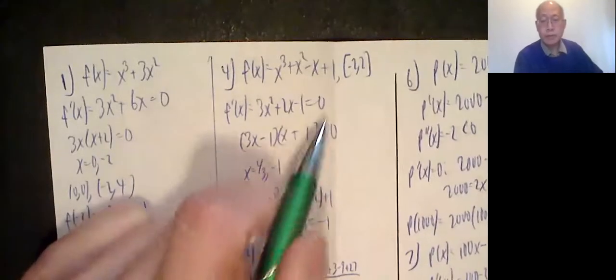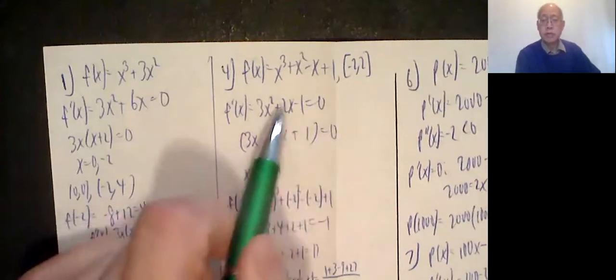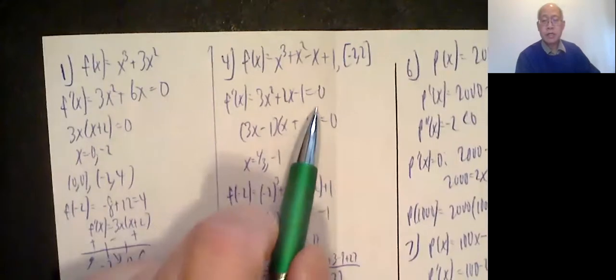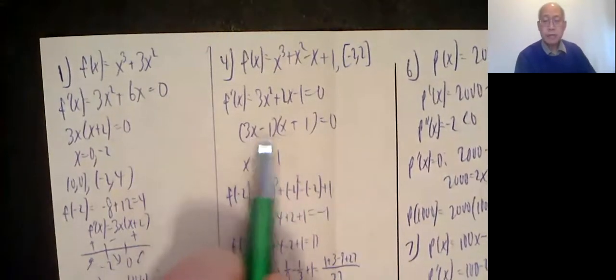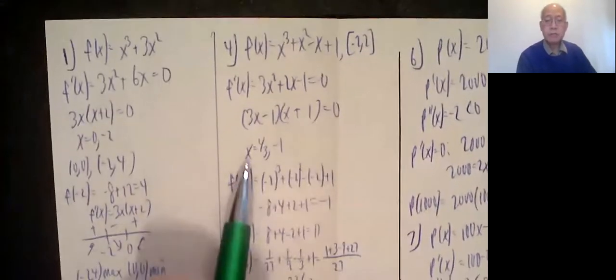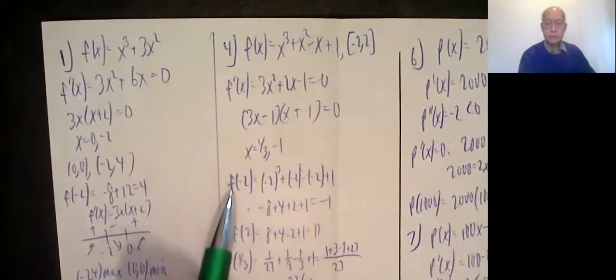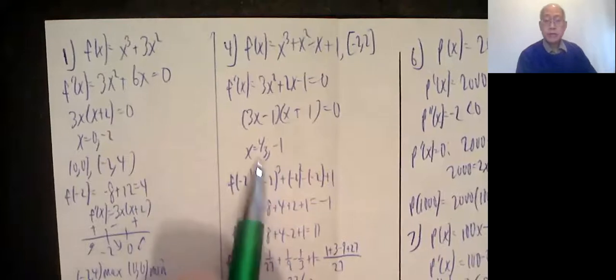Number 4, absolute max and min on a closed interval. That means you have to plug in the endpoints also. So f prime is 3x squared plus 2x minus 1. Set that equal to 0. 3x minus 1 times x plus 1 equals 0. X is either 1/3 or negative 1. So I have to plug in 1/3, negative 1, negative 2, and 2.